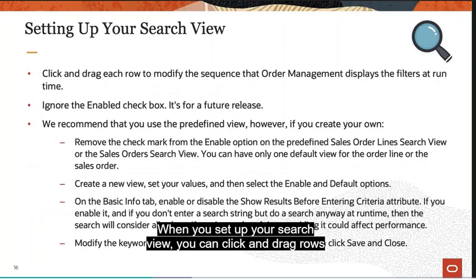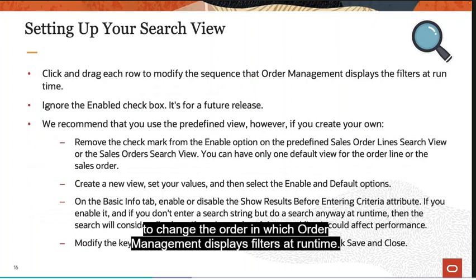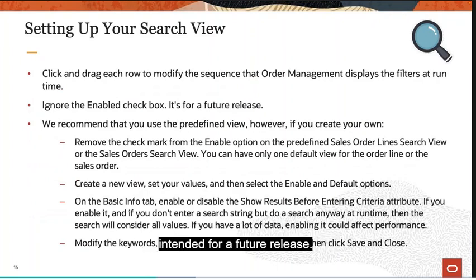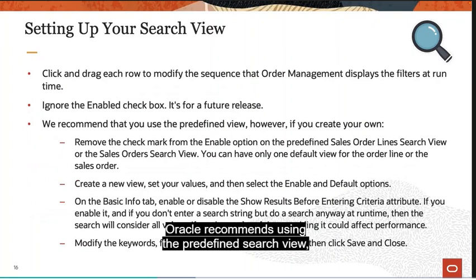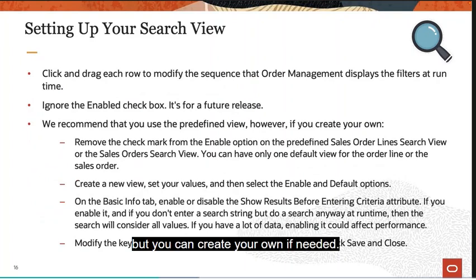When you set up your search view, you can click and drag rows to change the order in which Order Management displays filters at runtime. You should ignore the Enable checkbox because it's intended for a future release. Oracle recommends using the predefined search view, but you can create your own if needed.